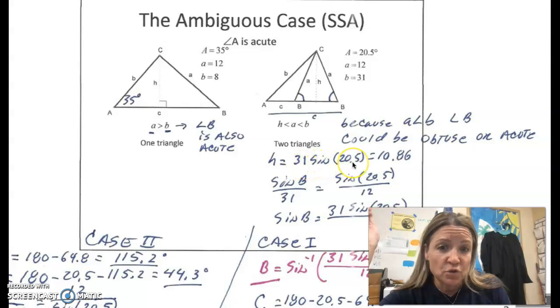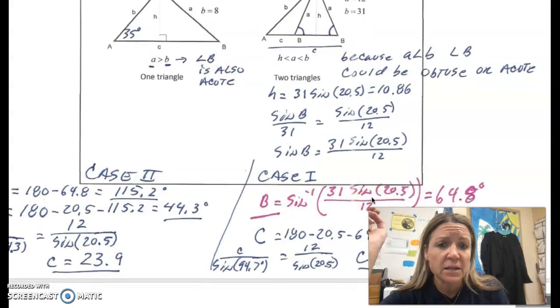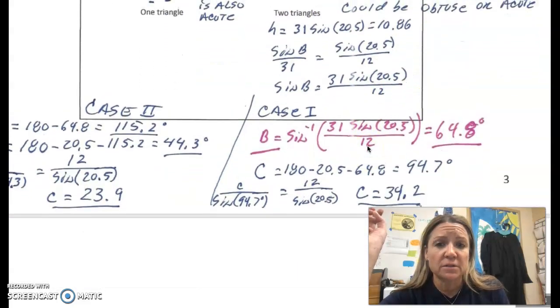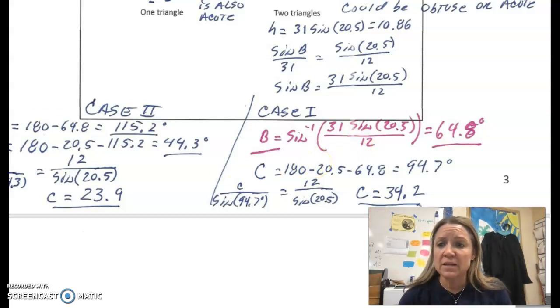All right. To get the height h, we used 31 times the sine of 20.5, got 10.6. So that is less than 12. That means that once you calculate that out, that's how you get that. Okay, so from here, there are two cases.